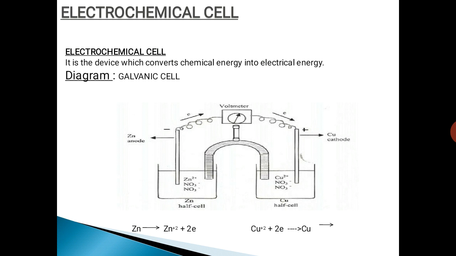And to avoid any mixing up of the electrolytes, there is a salt bridge kept. You can see the U-shaped connection between those two beakers is nothing but the salt bridge. Basically, the salt bridge consists of saturated KCl solution in agar-agar gel. At the bottom of the diagram, you can see the cell reactions, the half cell reactions. Zinc is converted into Zn2+ ion with the liberation of 2 electrons, and at the cathode, Cu2+ ions accept those 2 electrons and form Cu.